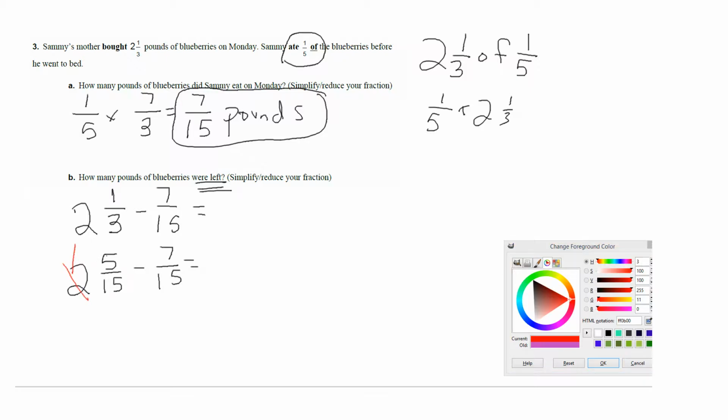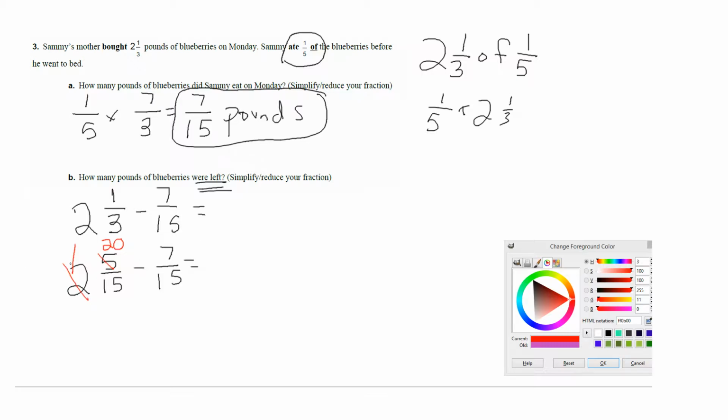I cross out the 2. I'm going to make it a 1. And I'm going to add 15/15 because 1 is 15/15. Basically, you cross out the whole number, drop it by 1, and then add the denominator to the numerator. If you don't like this, don't worry. I'm going to show you another way.